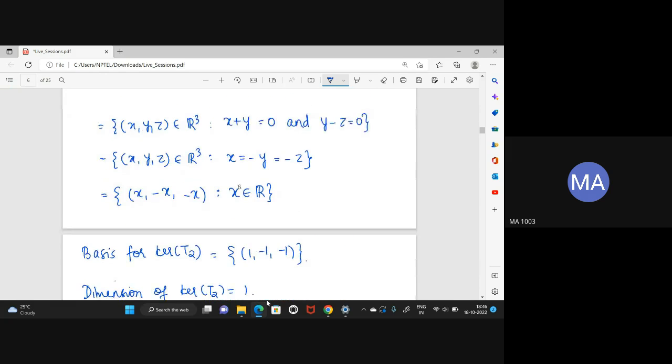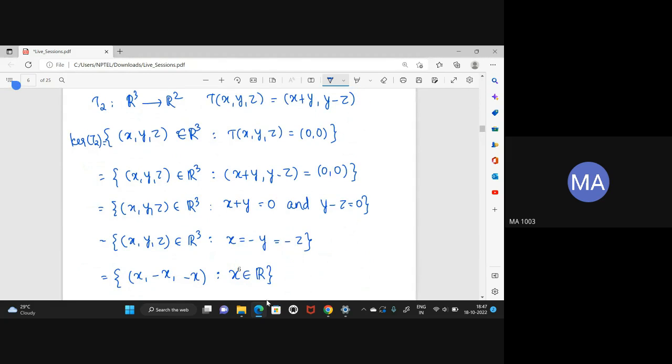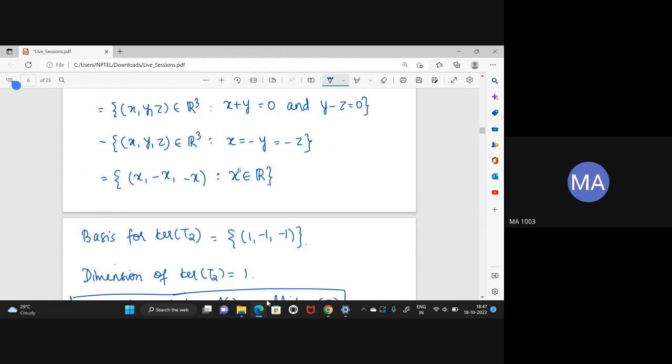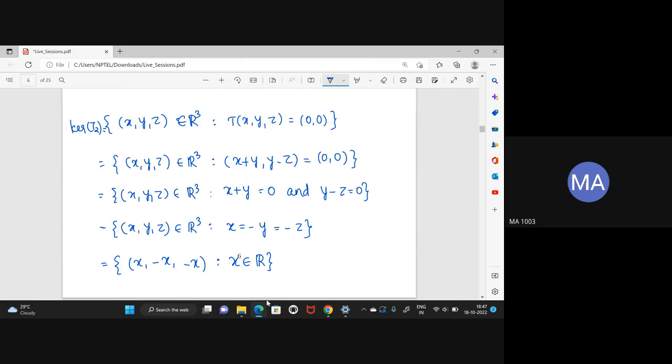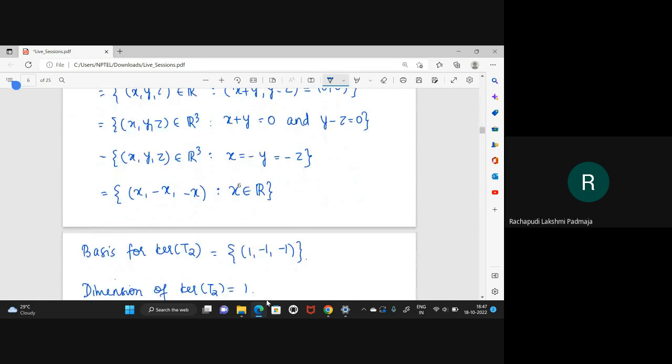So tell me, what is the nullity of this linear transformation? Why 0? We just found out, no? It's 1. The dimension of the kernel is 1, right? There is one element in the basis, right? T2 you're asking? Yes, this problem. It's 1 only.